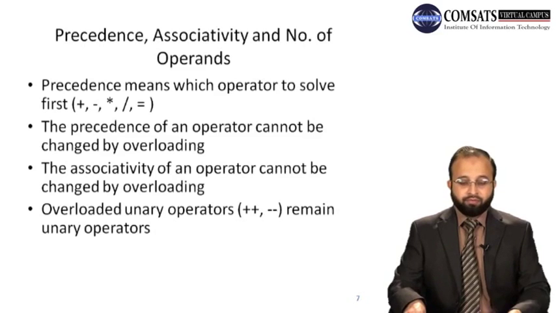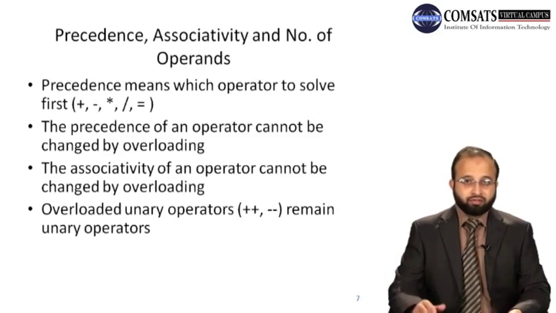Okay, so the number of operands with an operator, as initially defined in C++, will remain the same. Plus plus will take one operand, minus minus will take one operand. So you cannot change it to two operands. You cannot write d1 plus plus d2, right? And say, okay, the plus plus operator performs the addition of these two objects. No, you cannot do this, because the plus plus operator always takes only one operand. And the same is the case with minus minus.